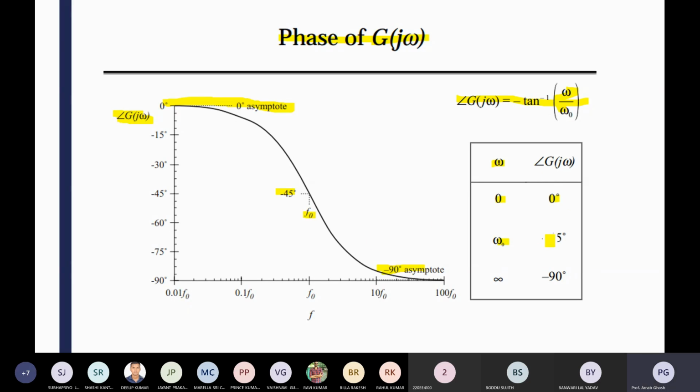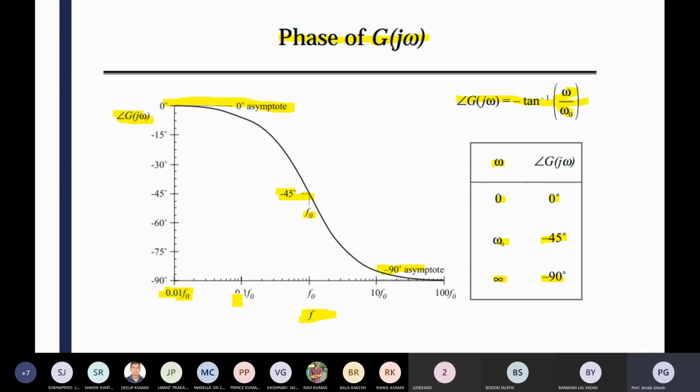Okay, then omega equal to omega 0 means tan inverse 1, which is 45, so with the minus, it is minus 45 degree. Then omega equal to infinite means tan inverse infinite, which is 90 degree. So one pole is there, so the angle will be minus 90 degree. Okay, so changing the value of f. The relation of f and omega is omega equal to 2 pi f. Okay, so that's why f0 means it is multiplication of some value.